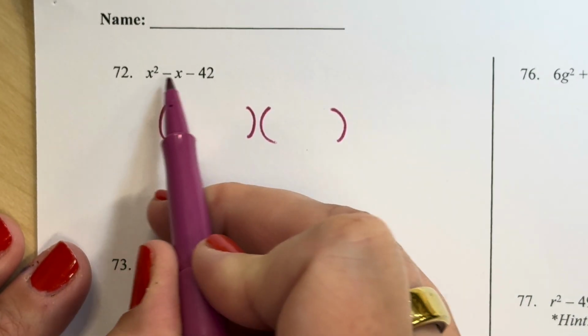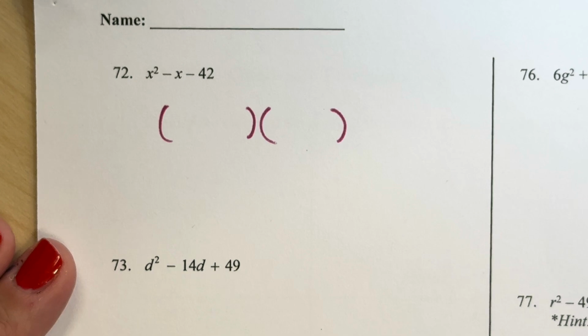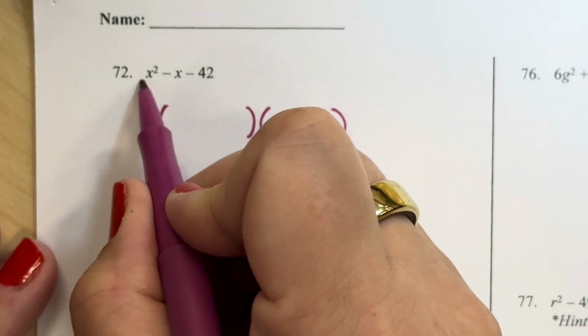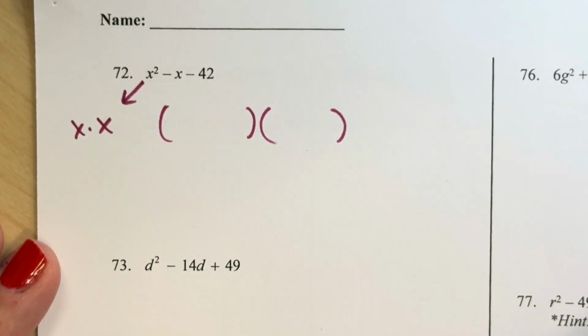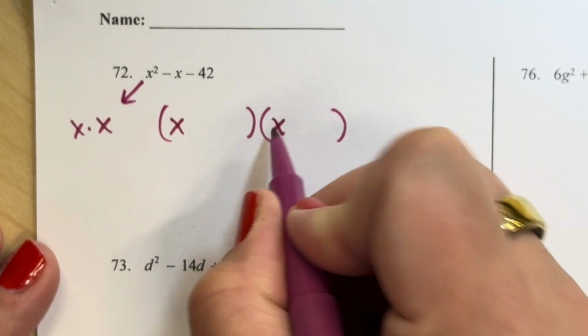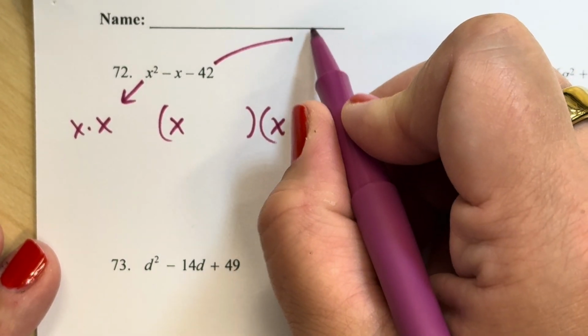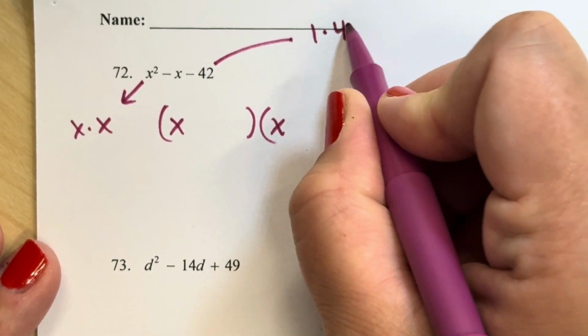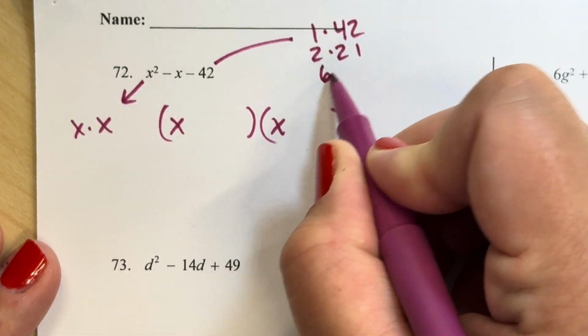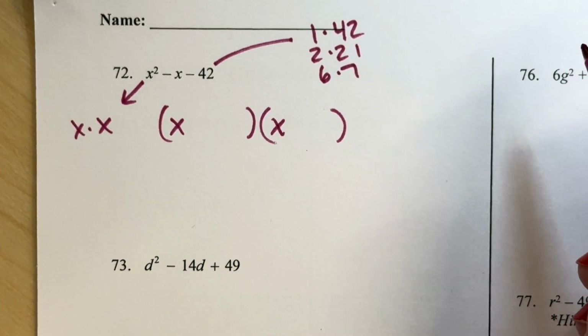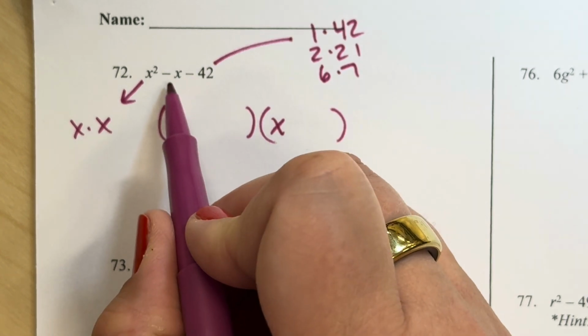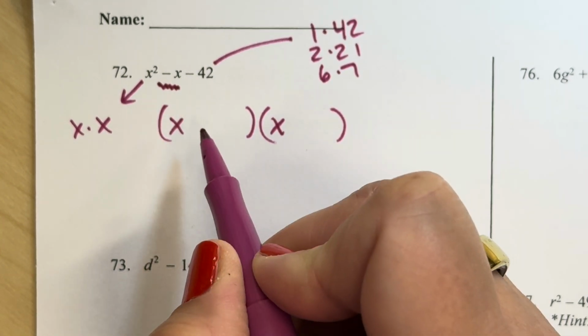There's no greatest common factor among these 3 terms, so I am looking for factors of x squared. The only combination is x times x. 42 is going to be 1 times 42, 2 times 21, or 6 times 7. And I'm looking for a combination that can make a negative 1.